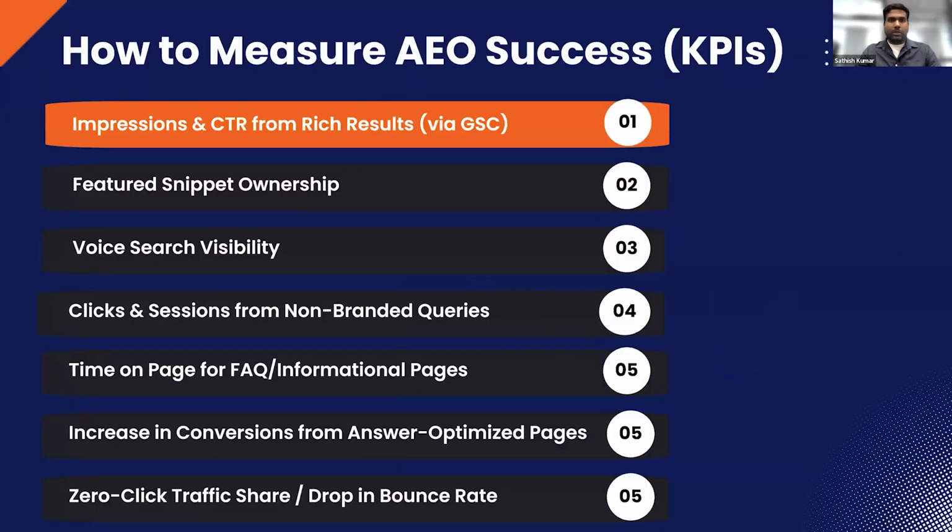And how to measure AEO success? Basically, these are the KPIs we are talking to our customers about. How many impressions are you getting through these Google answer engines? How many featured snippets do you have ownership of? How many places are you getting listed? We look at voice search: how many voice search queries your responses are coming up for, what the clicks are, and what non-branded questions people are asking that you're coming up for.